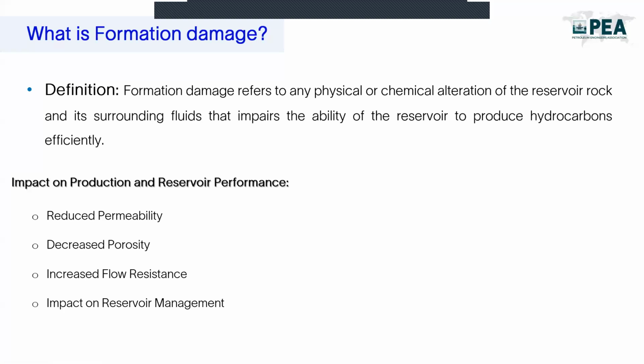So if someone asks you, what is formation damage? By definition, formation damage refers to any physical or chemical alteration of the reservoir rock and its surrounding fluids that impairs the ability of the reservoir to produce hydrocarbon in a very efficient way. This physical alteration results in the reduction of the permeability, and also sometimes the reduction in the porosity, and sometimes in both, porosity and permeability, affecting overall the productivity of the well.